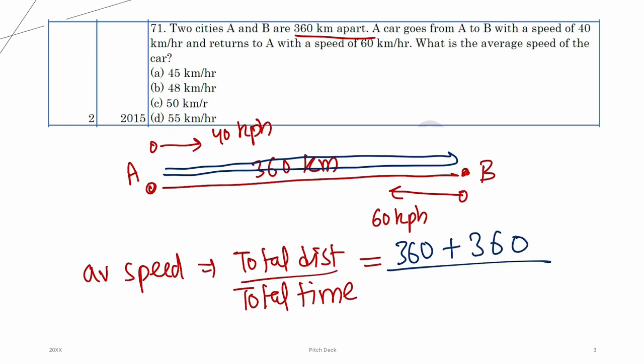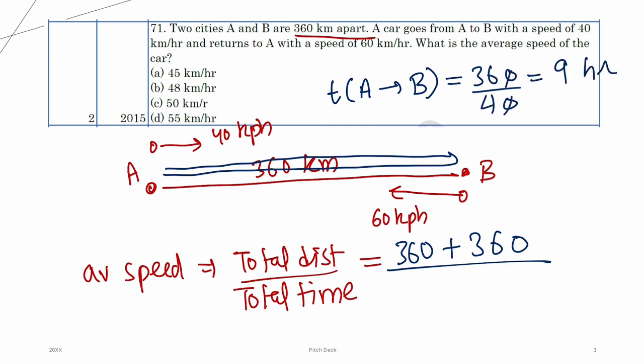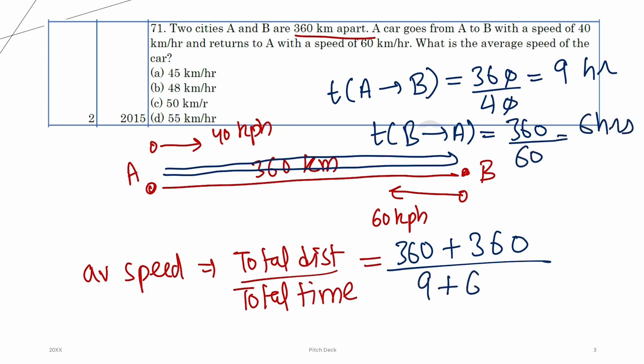Total time taken by him: the time going from A to B is the first part, that is distance 360 divided by 40. You can solve this, you will get 9 hours. Time taken going from B to A is 360 divided by 60, you will get 6 hours. So total is 9 plus 6 hours. So if you solve this, this is 720 divided by 15. I hope this is clear. 15 for the 60, 15 for the 60, and then what?